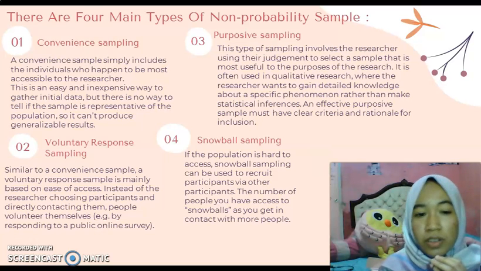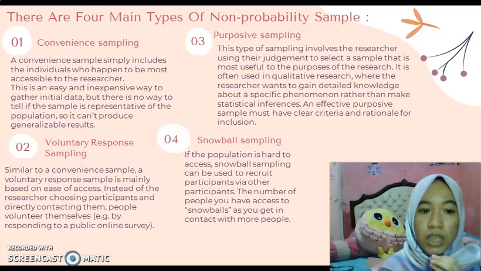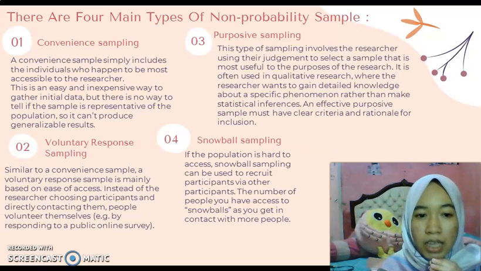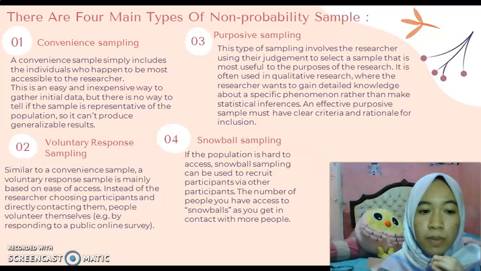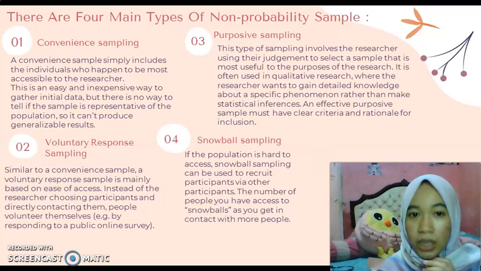Second, voluntary response sampling. Similar to a convenience sample, a voluntary response sample is mainly based on ease of access. Instead of the researcher choosing participants and directly contacting them, people volunteer themselves, for example by responding to a public online survey. The third is purposive sampling.